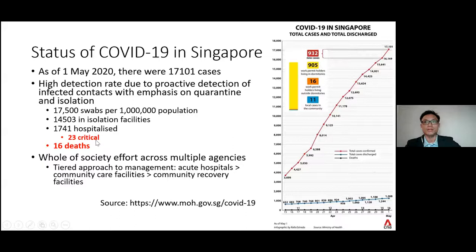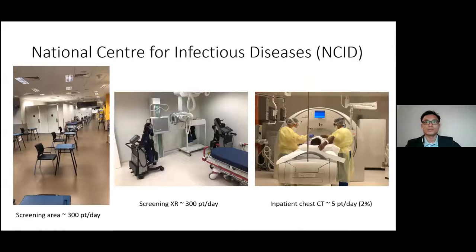And to combat this surge in cases, multiple government agencies have come together with the private sector, to provide support for patients at different risk and severity levels, ranging from acute hospitals to community care facilities to community recovery facilities. The purpose-built National Center for Infectious Diseases sees the majority of the diagnosed cases. At the screening center and at inpatient settings, chest X-ray is the main imaging modality. CT is reserved for problem solving to look for concomitant diagnoses, such as pulmonary embolism, in the minority of patients.